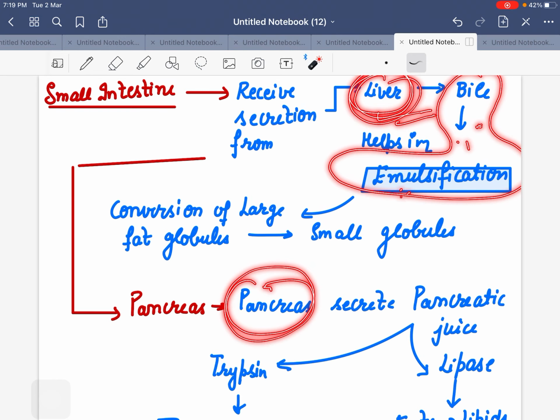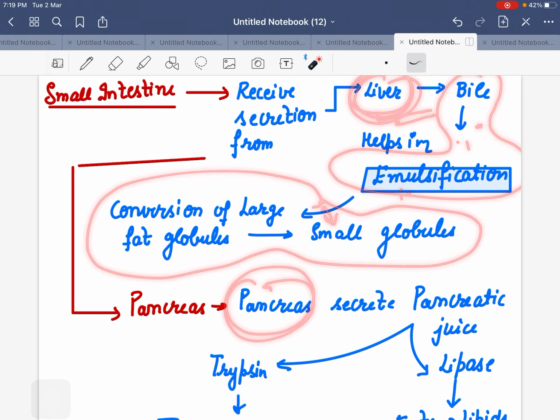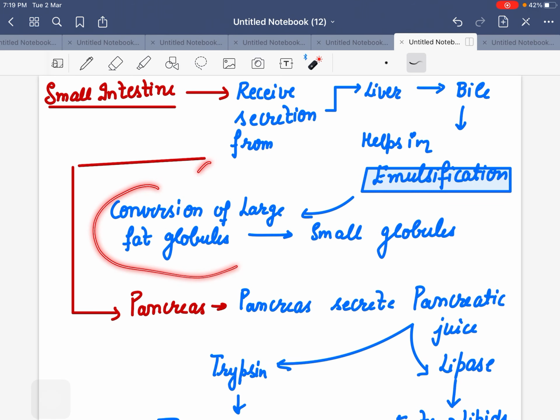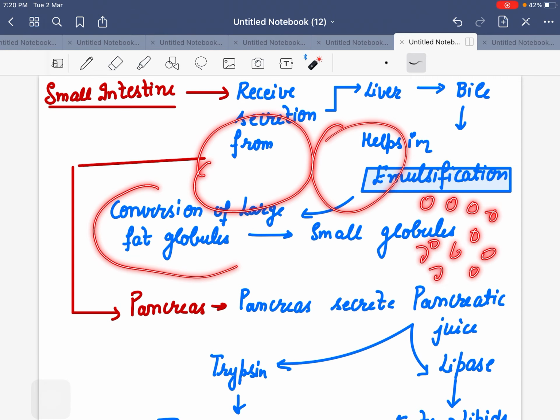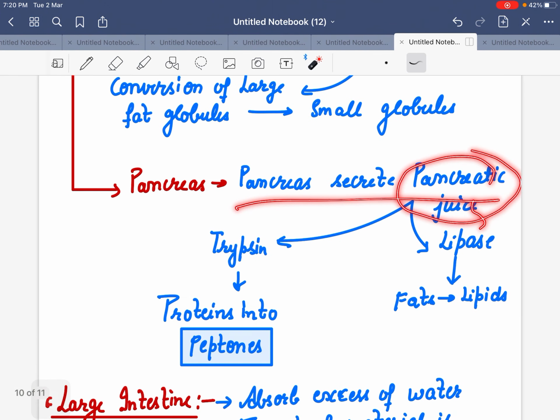What is emulsification? Breakdown of large fat globules into small fat globules. So bile always helps in the breakdown of large fat. It helps convert large fat molecules into small ones, and this process is known as emulsification. Second, the intestine receives pancreatic juice. First it receives bile juice, and where did bile juice come from? From the liver. And second it receives pancreatic juice, and pancreatic juice has two things.